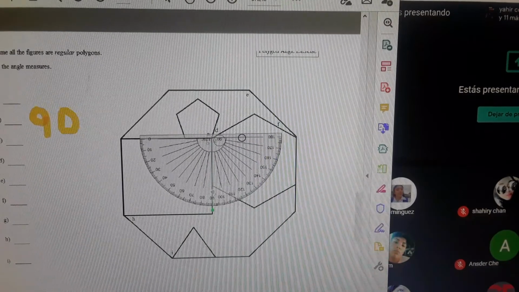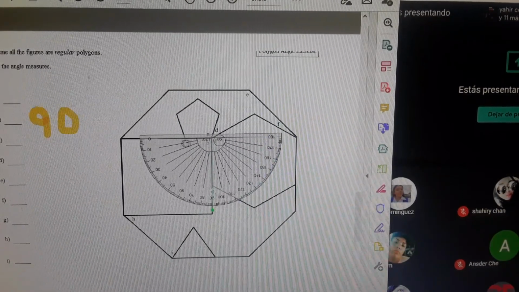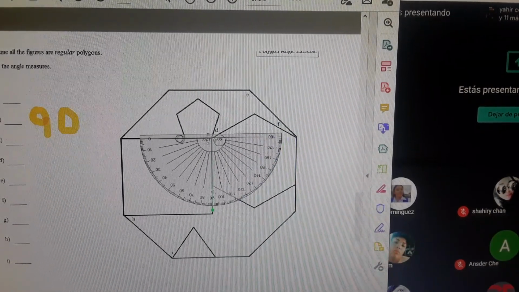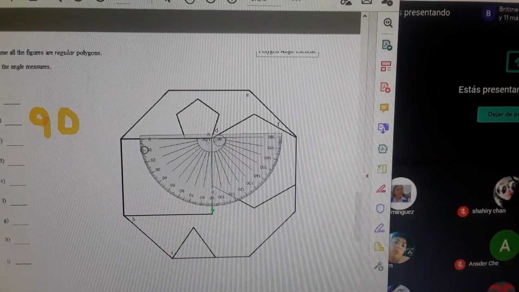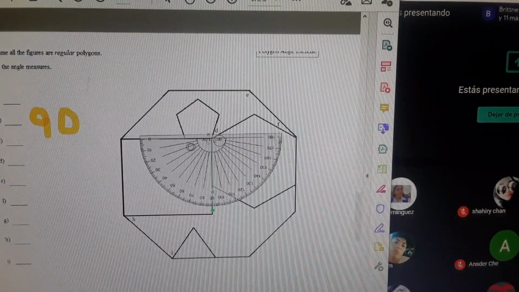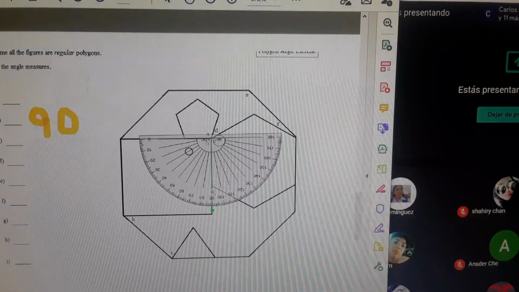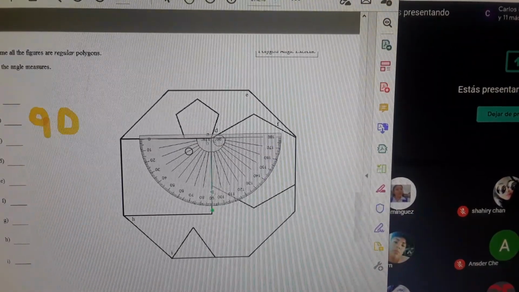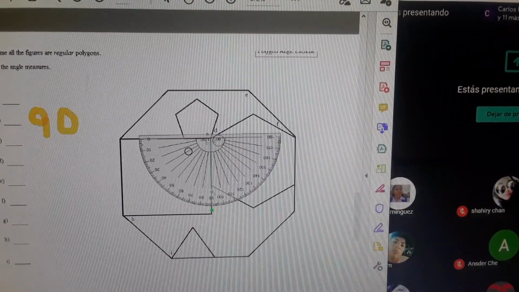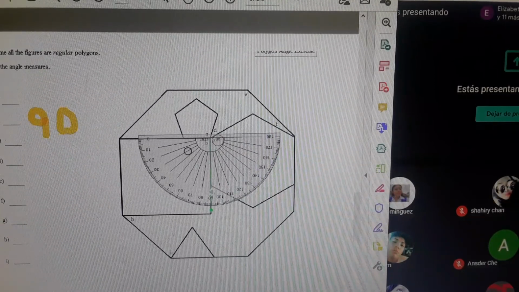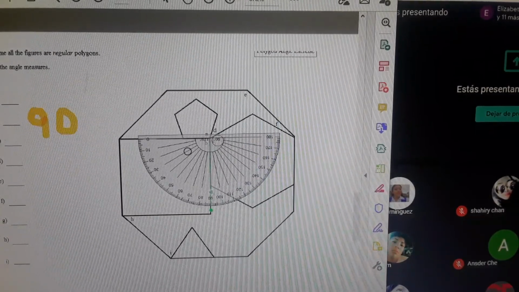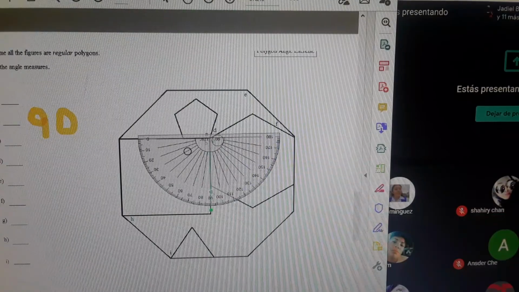Now for the other figure, if you notice, the 0 line is actually flush as well. This way. Right? You need to make sure that when you are measuring your angle, that 0 line always stays flush with the line of your figure. Okay?